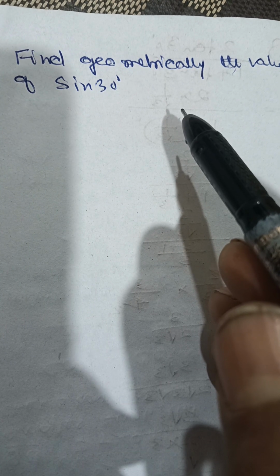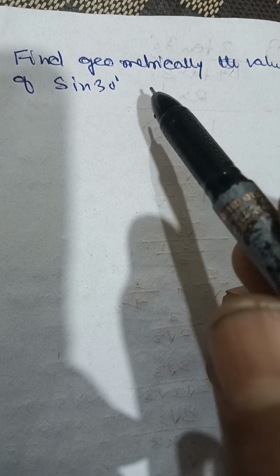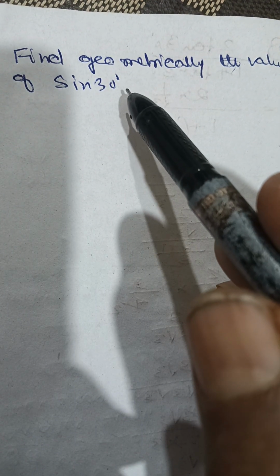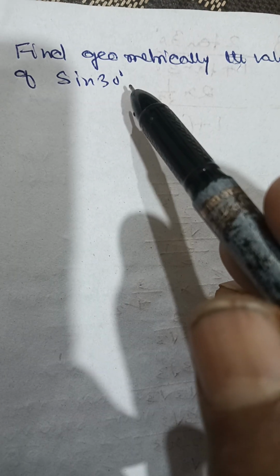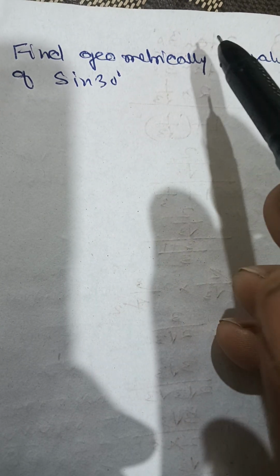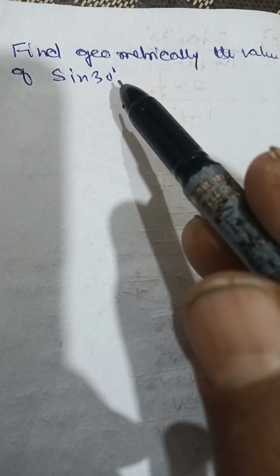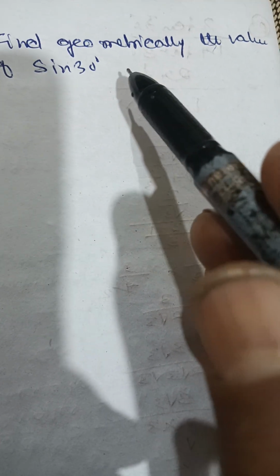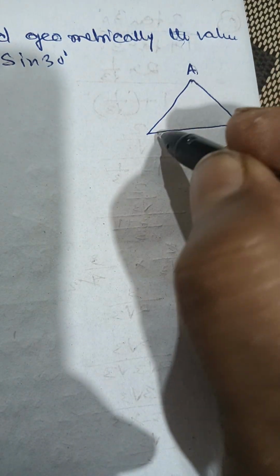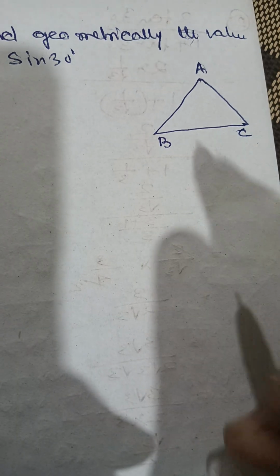I am going to show you some trigonometry from chapter 8.2. Already I have shown one, how you can find the value of sine 45 degree last day. Now today I am going to show you how you can find the value of sine 30 degree geometrically. So you have to consider one equilateral triangle for this. We know a triangle in which all the three sides are equal is an equilateral triangle. So I have written here ABC is the equilateral triangle.